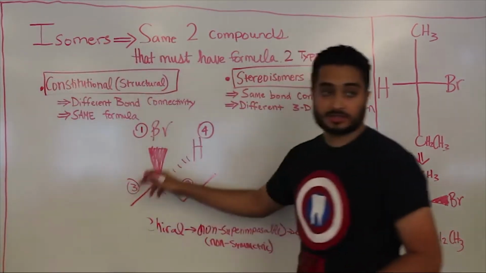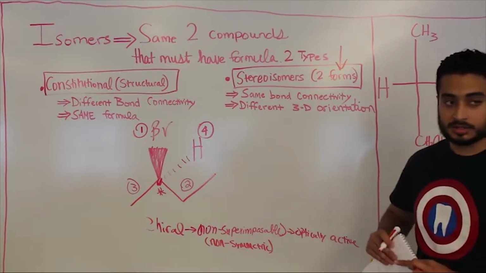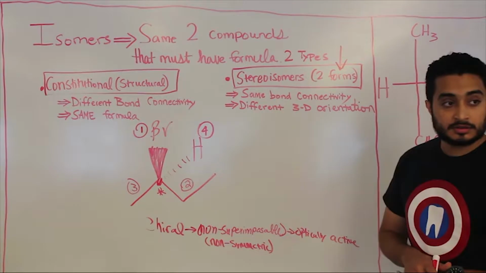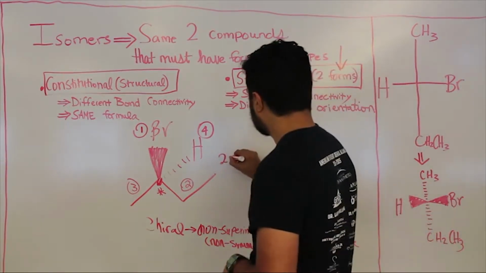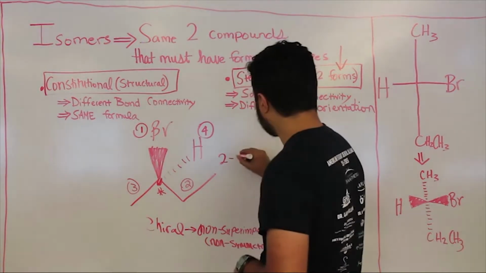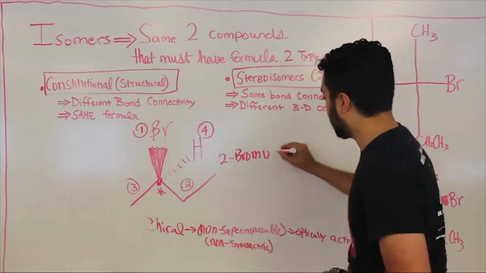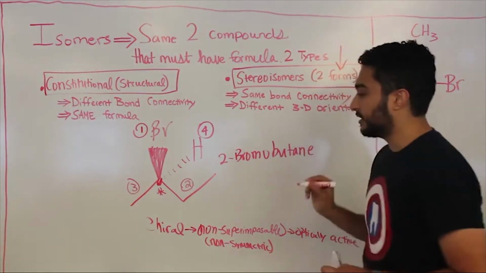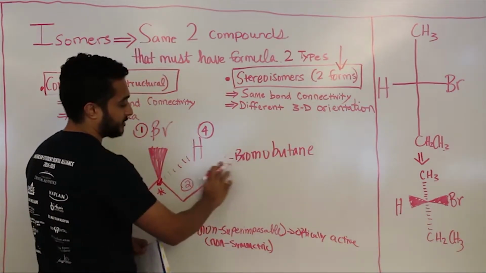So what is the name of this structure, the parent? It's a form of butane, right? And where's my first substituent? It's on the second one. And what is it? Bromo. Yeah. And then how do I end it? Yeah. But what we need to know is the letter that corresponds to the 2.